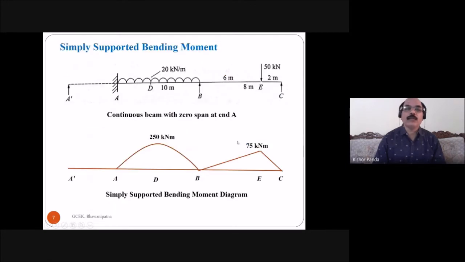Then you have to find the area of this free bending moment diagram and the area of this free bending moment diagram. What is the area of the parabola? You know, for a parabola, 2/3 into base into height. Then what is the area of this triangle? You know, half into base into height.